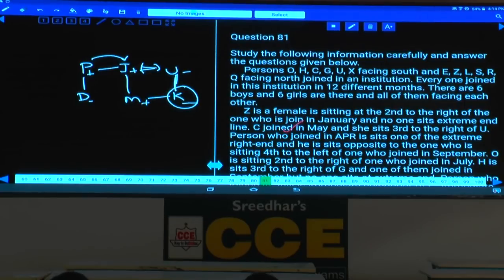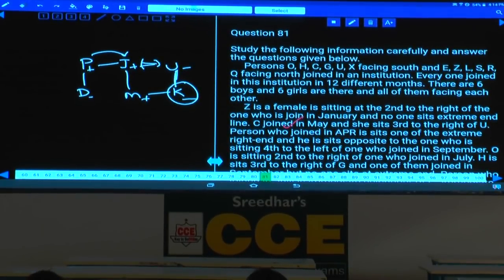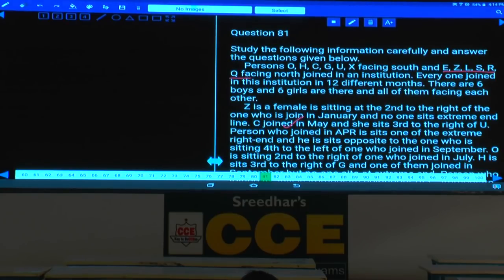How many persons are there in this one, 81 to 85? 12 persons in total. And 6 persons OHC, GUX facing towards south and EGL, SRQ, and these persons are facing towards north. Clear? And so how many persons are there? 6 persons. 1, 2, 3, 4, 5 and 6. And what is the second possibility here? 1, 2, 3, 4, 5 and 6.